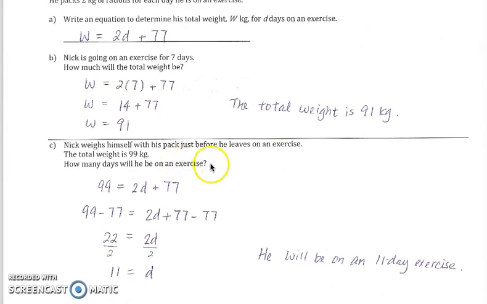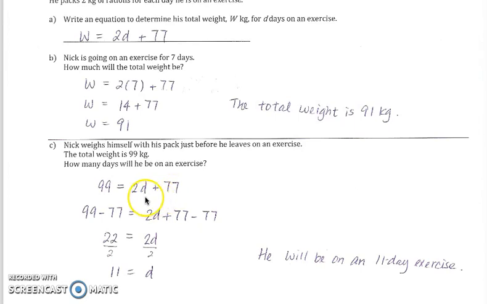C. Now, Nick weighs himself with his pack just before he leaves on an exercise. The total weight is 99 kilograms. How many days will he be on an exercise? He brought a total of 99 kilograms with him. That's W equals 2D. We don't know how many days. Plus 77. That's the constant.